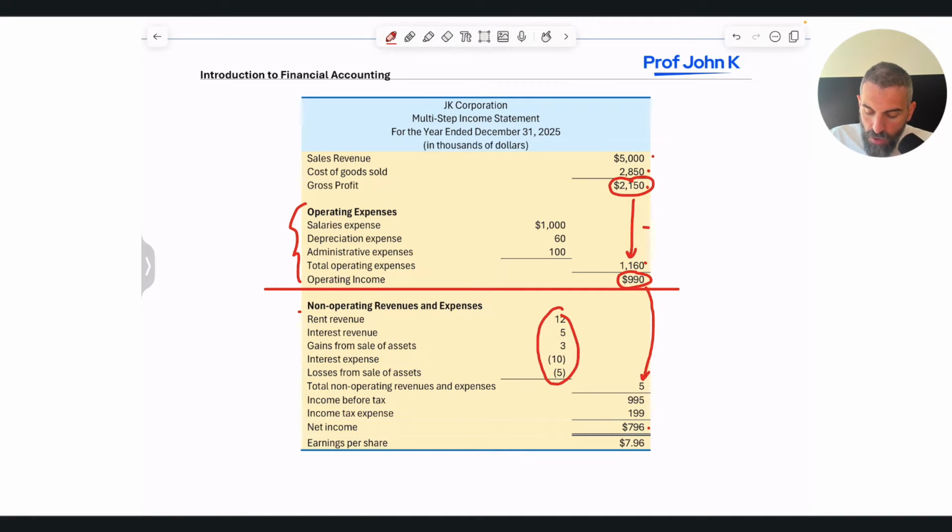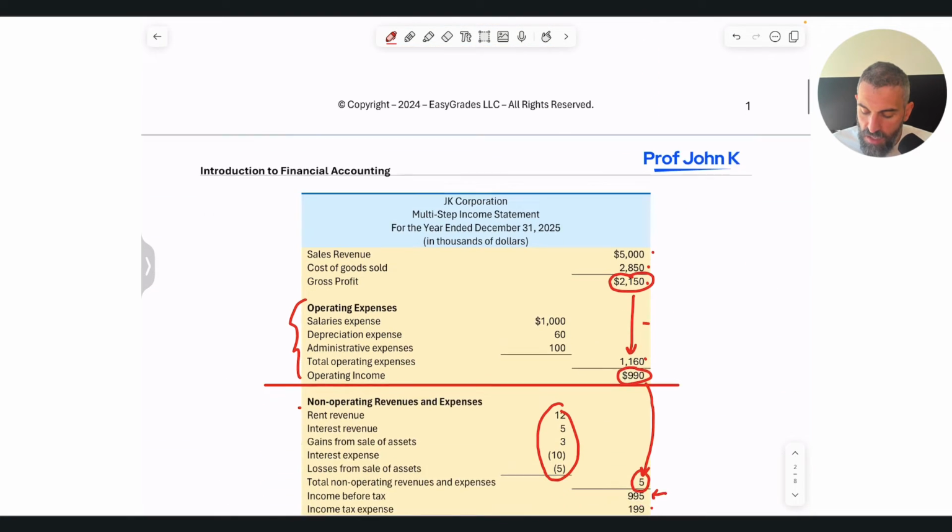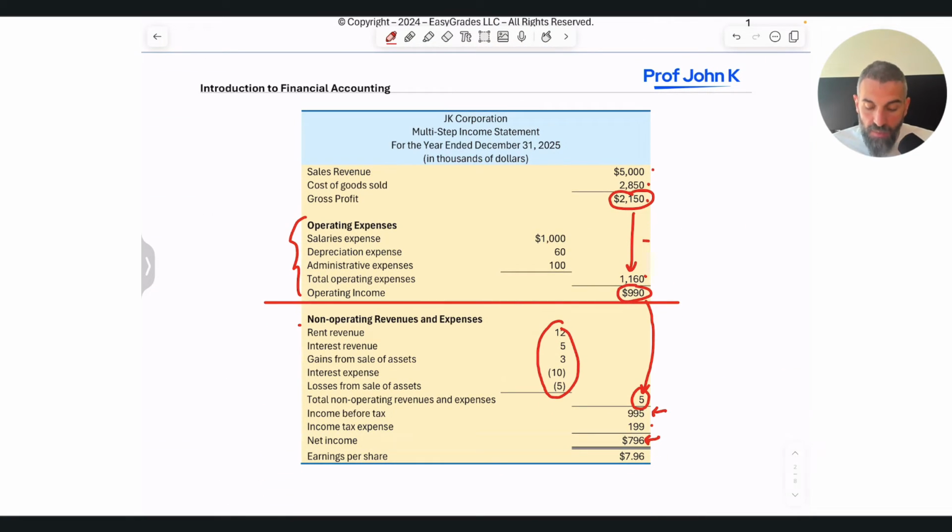So if you add all those up and then add them to your operating, our total non-operating activities amounted to $5,000. So together, we made $995,000 of profit before tax. Then if you take out the income tax, which again, I'll show you how I calculate in a future lesson, we are left with our net income. And again, it's the same net income. It's just more broken down.